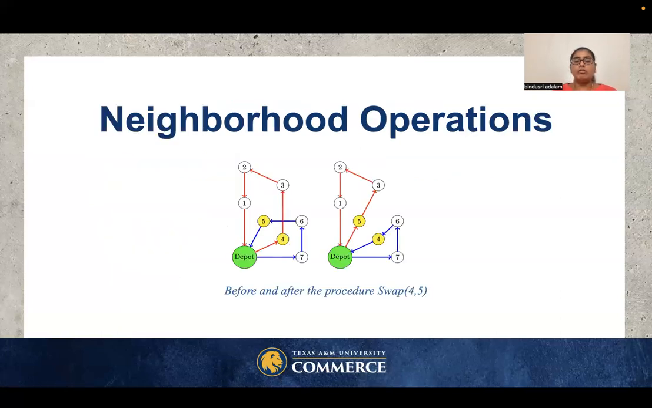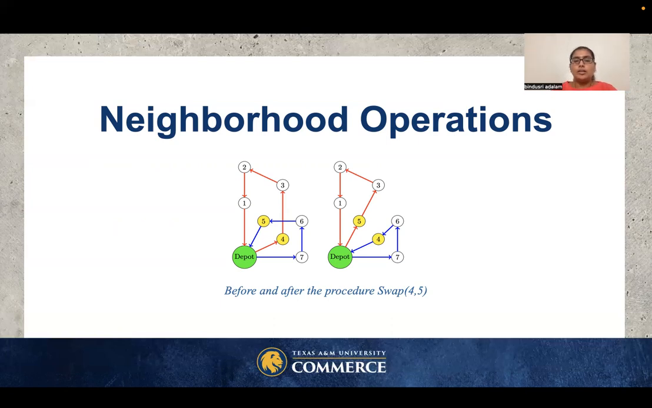Now let's see the different neighborhood operations we'll be performing in this project. First, the swap procedure. The swap procedure takes into account two different nodes and swaps these nodes. This operation is the easiest and it is used in many problems which are solved using local search.